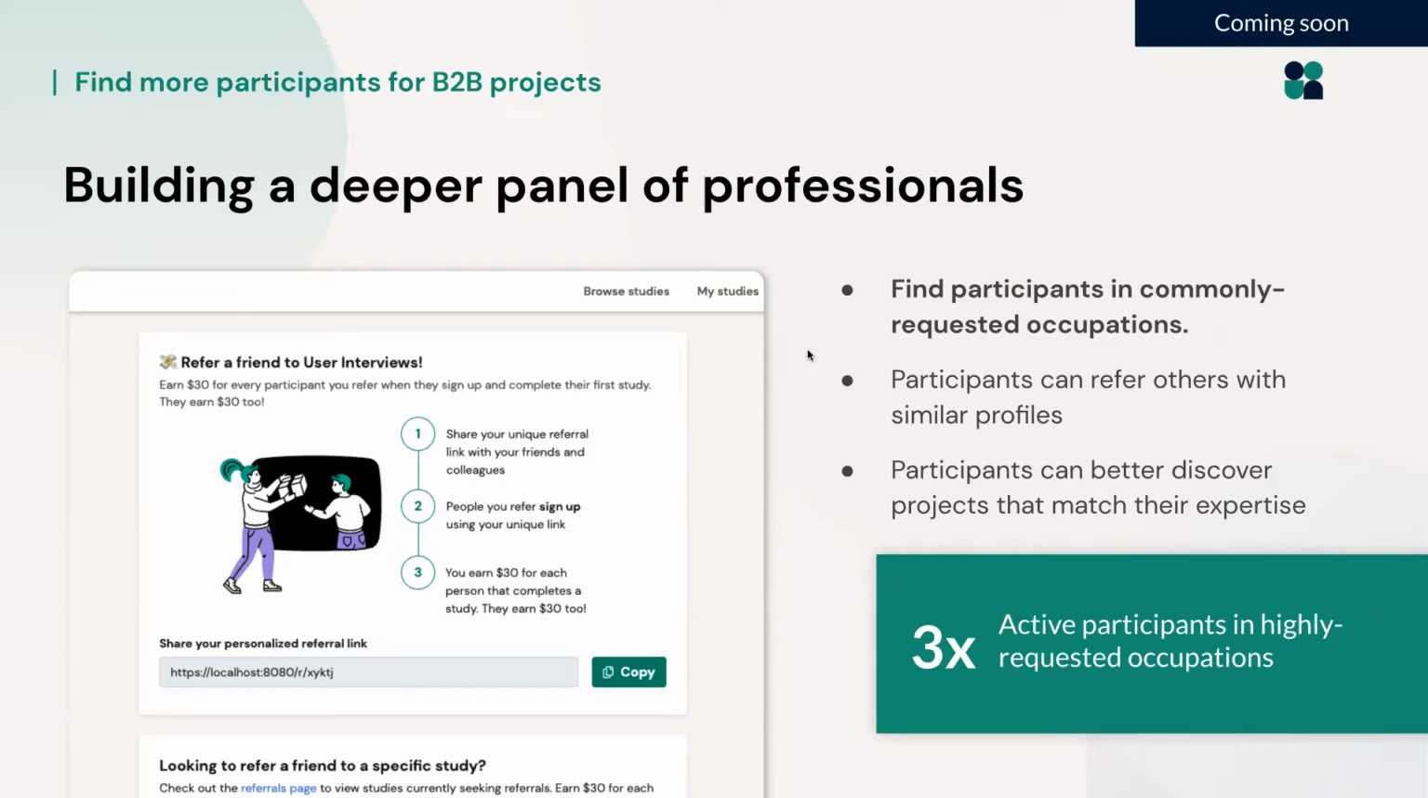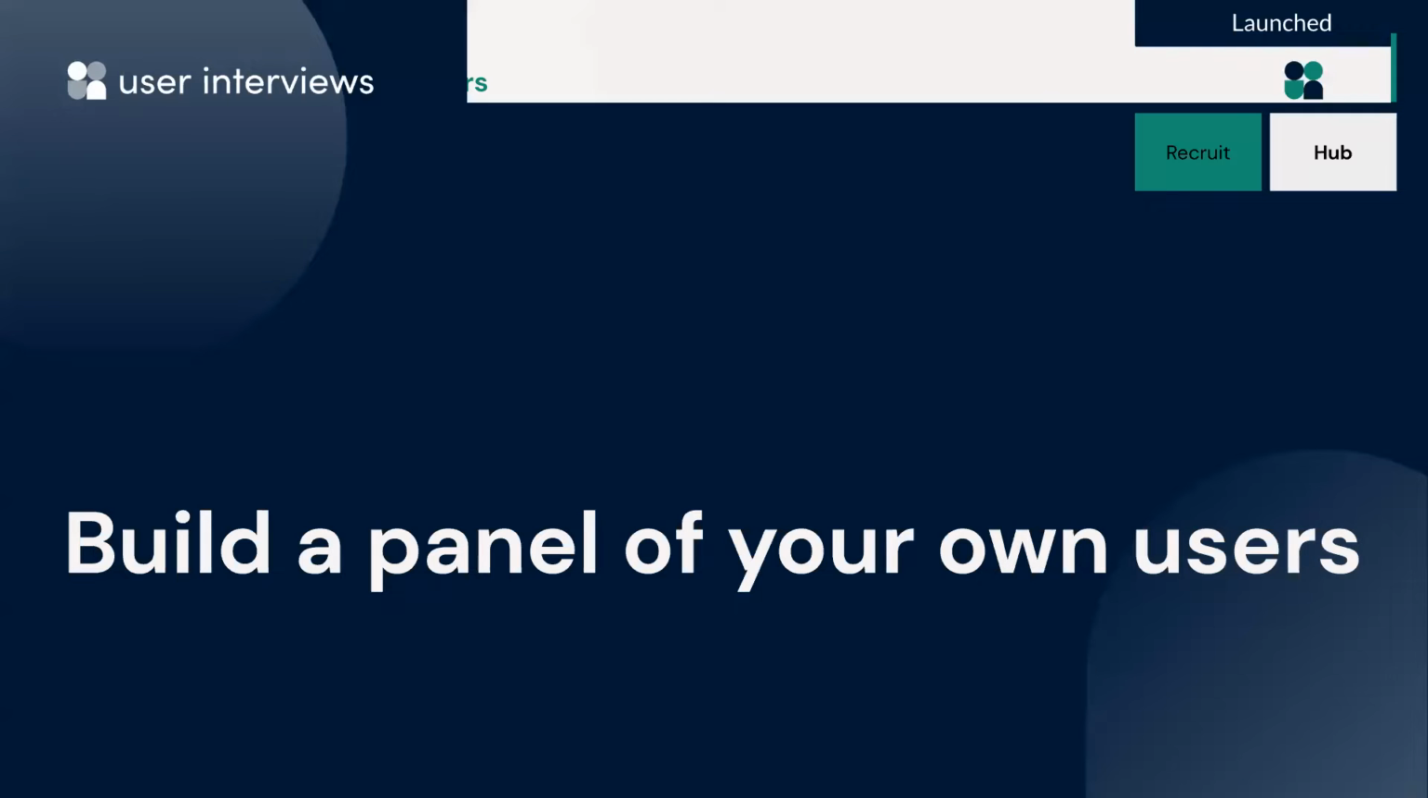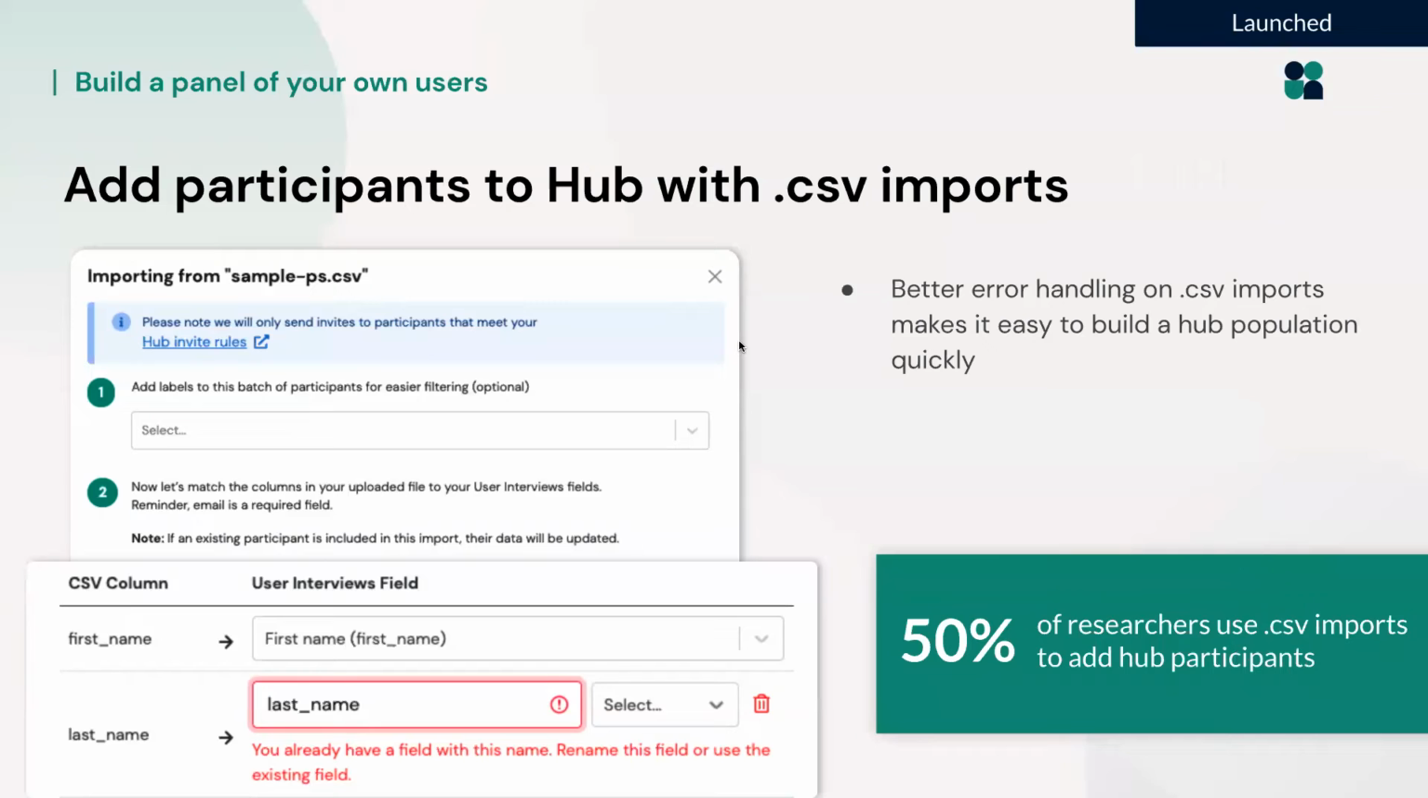All right, jump ahead. Now I want to turn over to Hub. This is building a panel of your own users. We have a team dedicated to improving Hub, and one of the areas they've been focusing on in the last quarter is how we add participants to your Hub panel, a critical first step in taking advantage of Hub. A small improvement they've made is improving the ability to add participants via a CSV import.